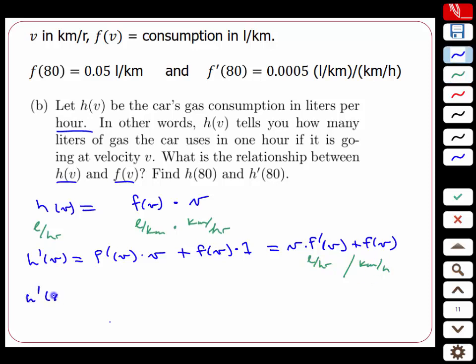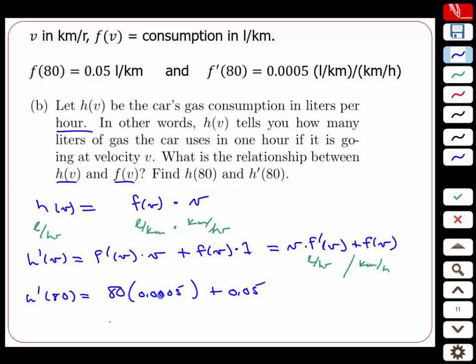How does our gas consumption on an hourly basis change as we increase our speed? And we can get that more specifically at the point 80 kilometers per hour. What happens when we change our speed a little bit? Well, it's going to be 80 times the derivative of f plus the value of f there, 0.05.